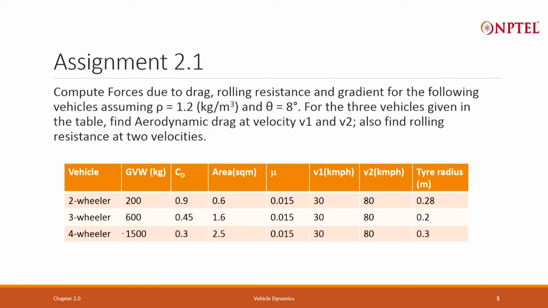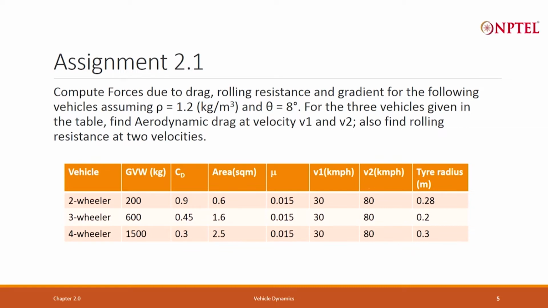So, this is a small assignment that I am giving to you, more to get you familiar with this. I have taken 3 vehicles, 2-wheeler, 3-wheeler and 4-wheeler. A typical 2-wheeler can have a weight of around 200 kg, this is with the person. A 3-wheeler will be heavier, there will be 3-4 people, so it will be 600 kg, and a 4-wheeler maybe 1500 kg. The drag coefficient, we will study that later on. I put some value for the drag coefficient, some value for the projected area, and I have also given various mu values.